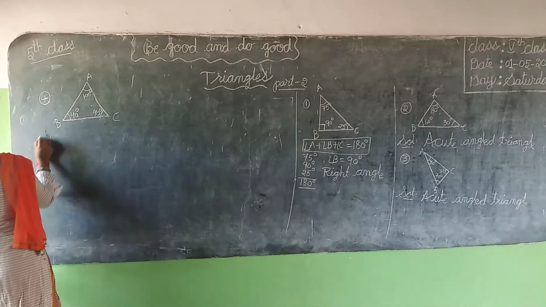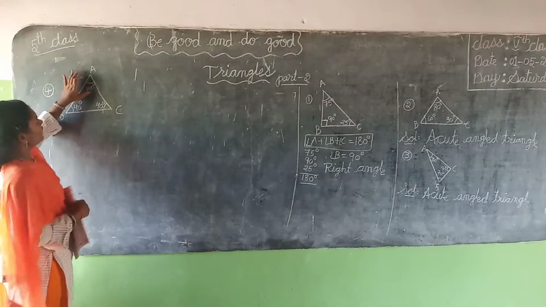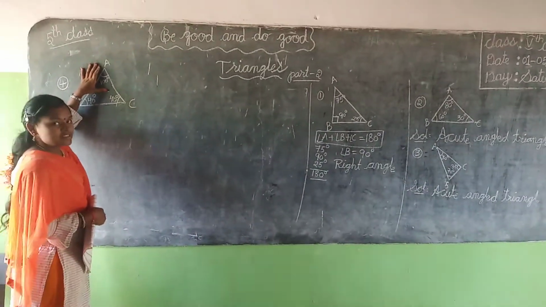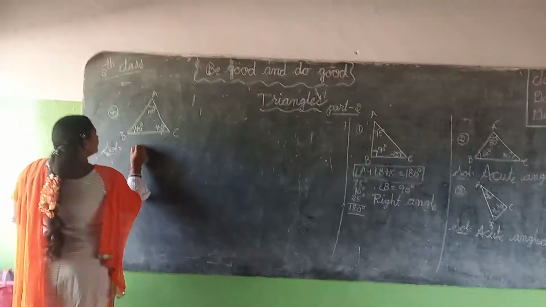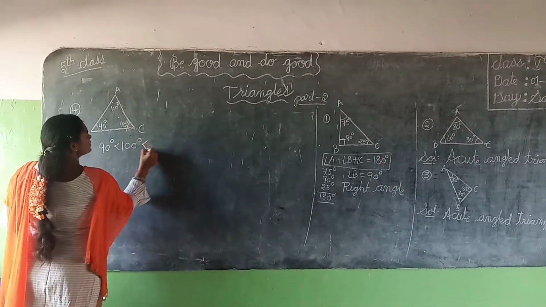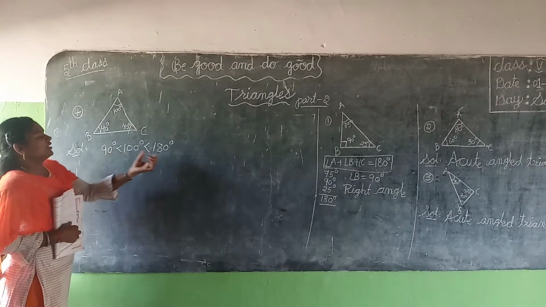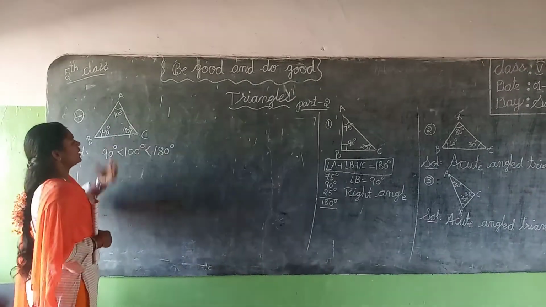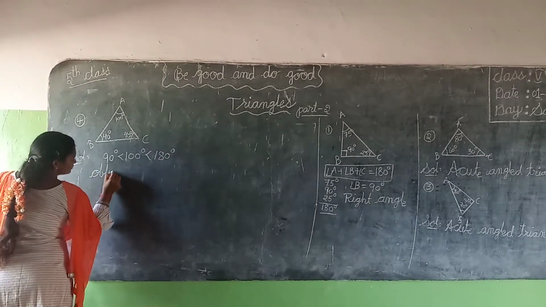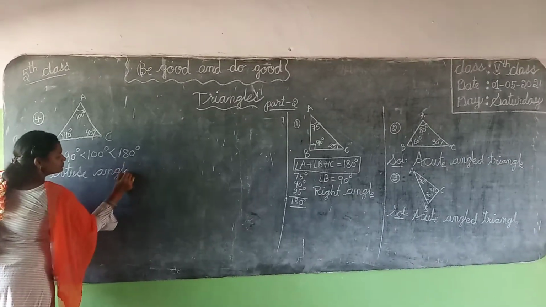So according to the angles of this triangle, one angle must be less than 180 degrees and more than 90 degrees. That means 90 degrees is less than 100 degrees, which is less than 180 degrees. So in this, 100 degrees is between 90 degrees and 180 degrees. So this triangle is called an obtuse angle triangle. So what is this? Obtuse angle triangle.